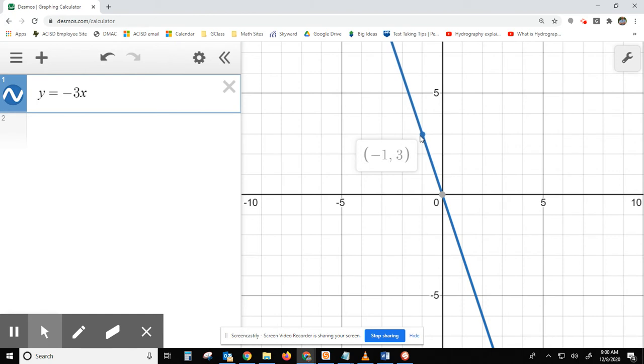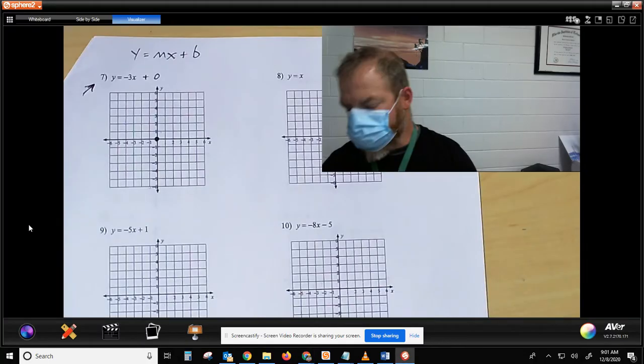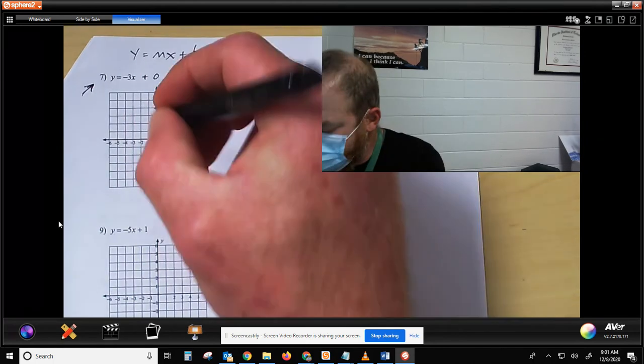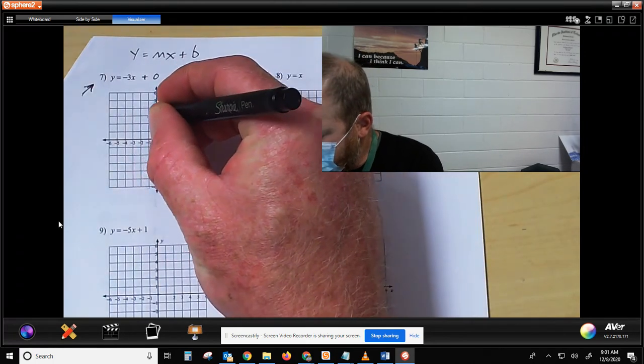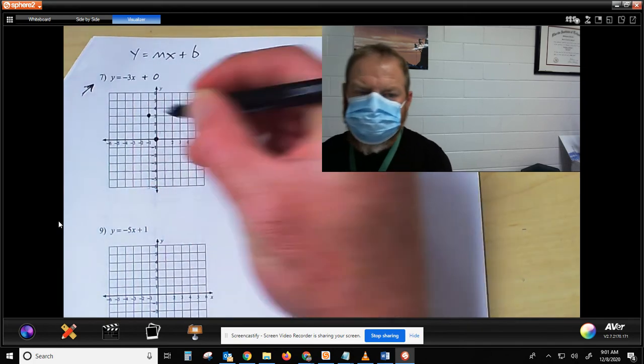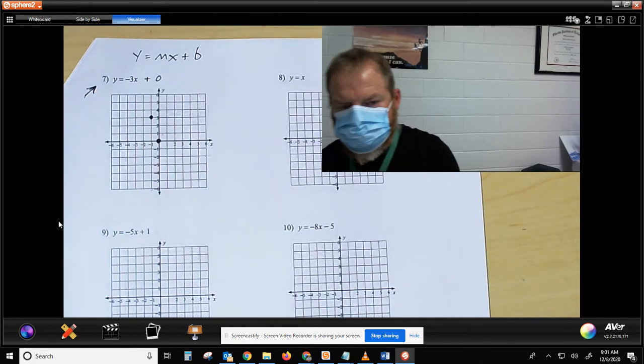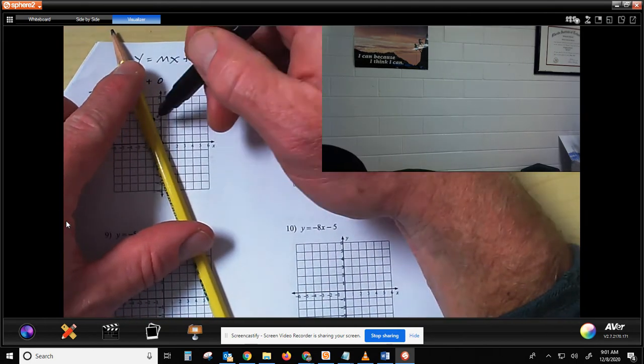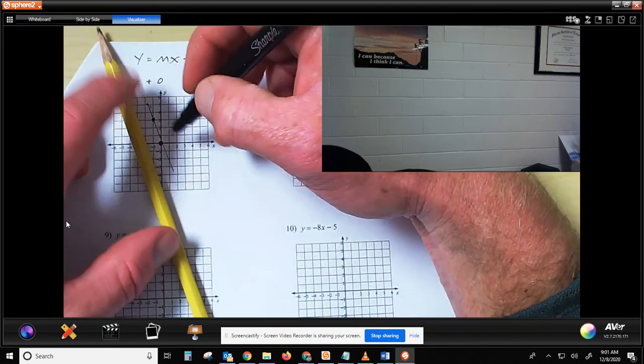So I can graph both of these, and now I have an answer for my graph. And I got it from a website. 0, 0, and -1, 3. And that's true. The slope of this line is -3. It goes down 3 and over 1. And so this is the line.